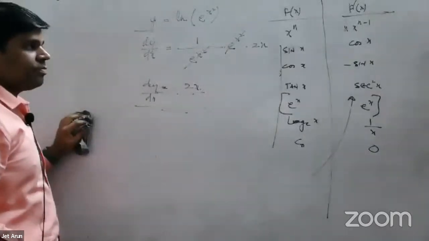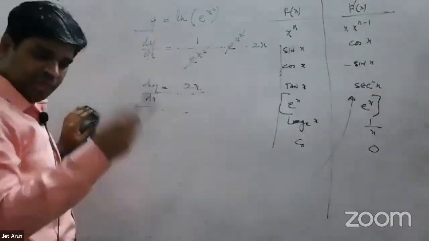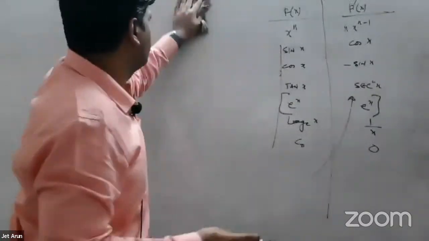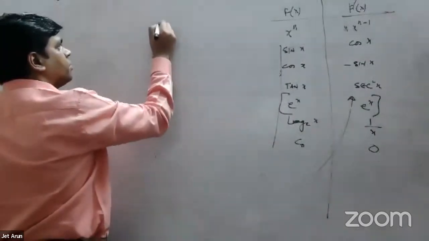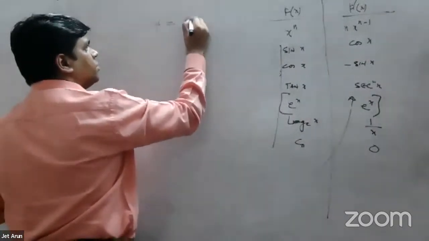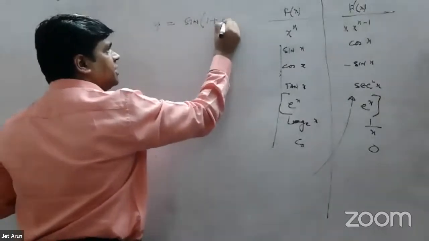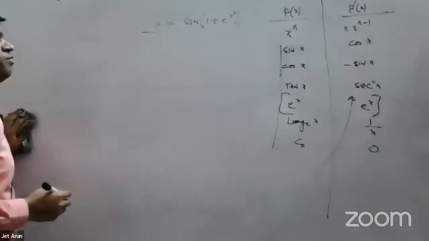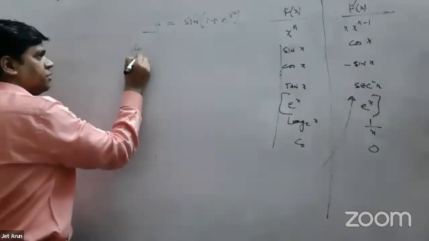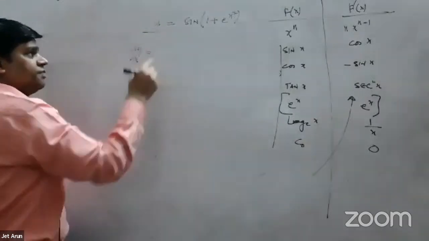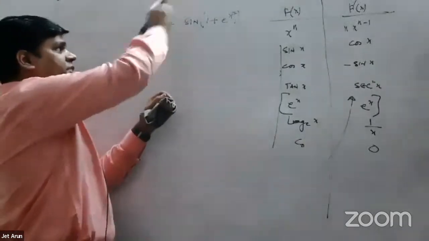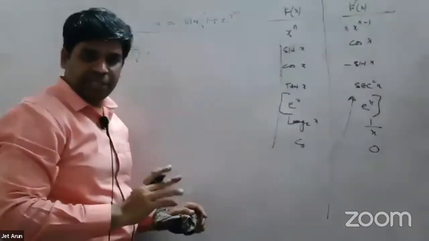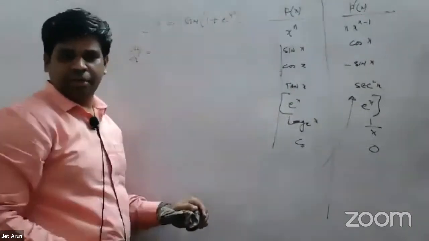All right. Now let's do one more. Sine of 1 plus e power x square. So dy dx would be, outermost function is, onion peeling method. I go on peeling the function. Outer function, then inner function, then inner function, then innermost function. Till I reach the innermost function, I go on differentiating.